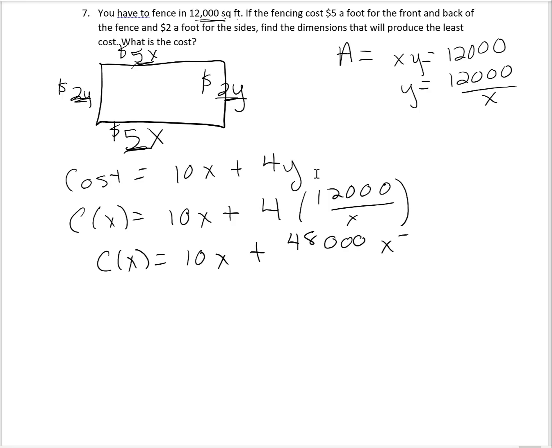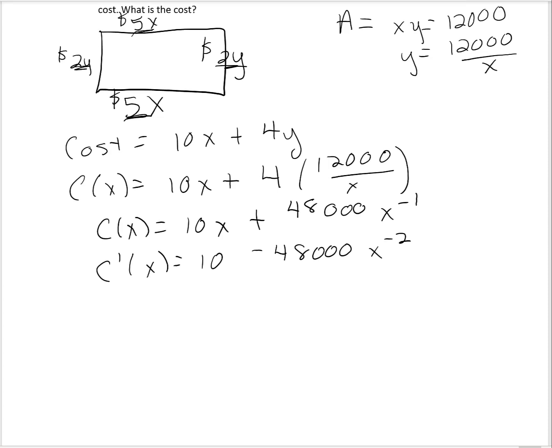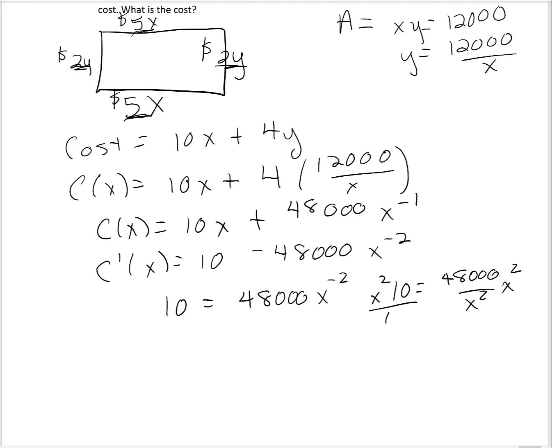And let's go ahead and make that x to the negative 1 because we know the next step is take the derivative. So the derivative of 10x is 10. The negative comes down. I have negative 48,000, x to the negative 2. So what we need to do here is set this equal to 0, see what x is going to be. So I have 10 is 48,000 x to the negative 2, well, we know that really looks like 10 is 48,000 over x squared. The x squared is going to come over, and then I'm going to divide by 10.